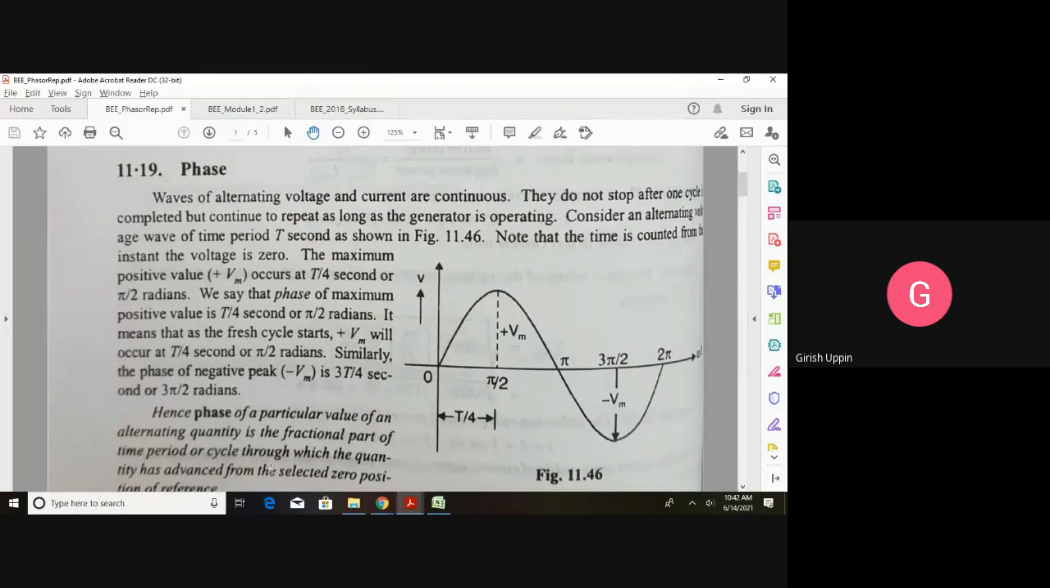In this session, we will look into the phasor representation of alternating quantity. We have already seen that an alternating quantity can be represented as a waveform. If you want to draw the waveform, what are the things you should know? You have to know the peak value and the time period. So what is the time period? Time period is nothing but the time taken to complete one cycle.